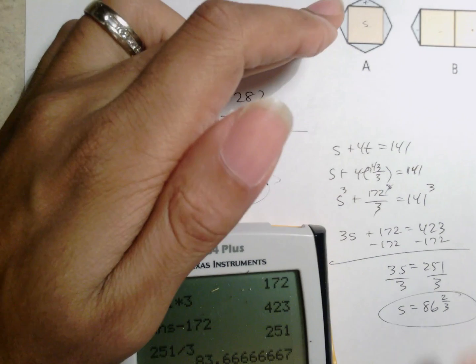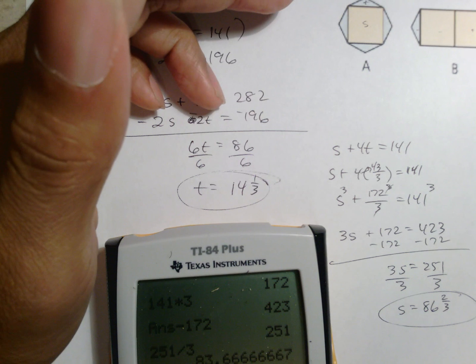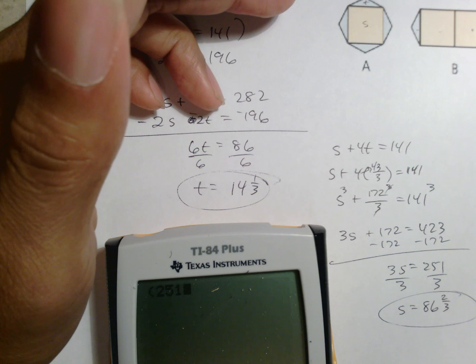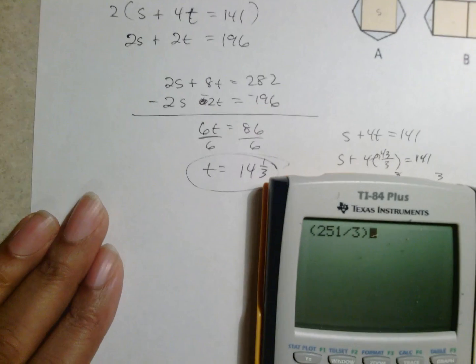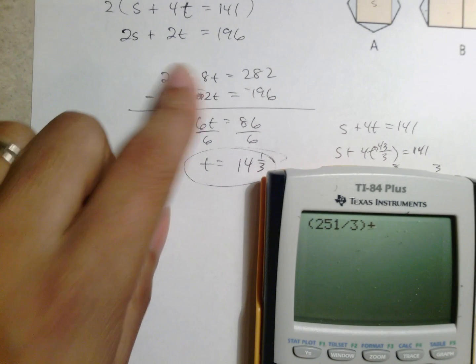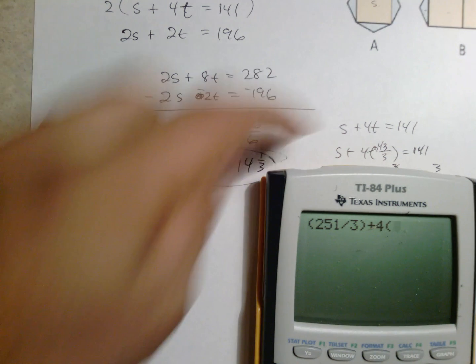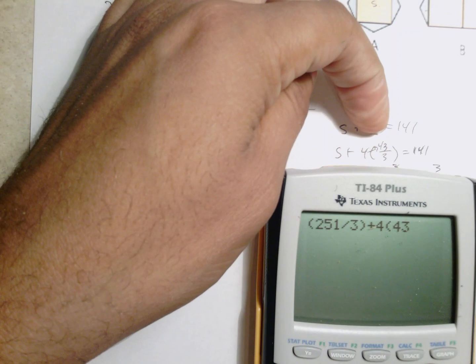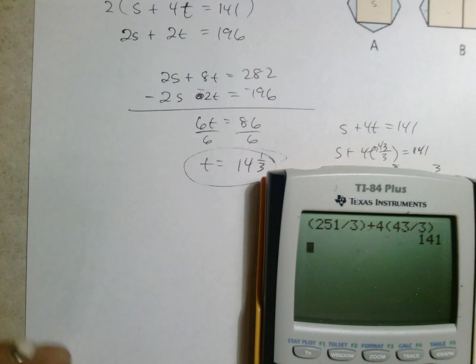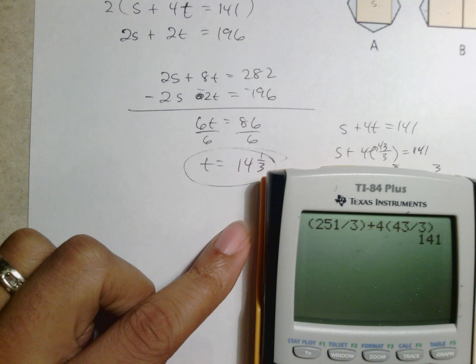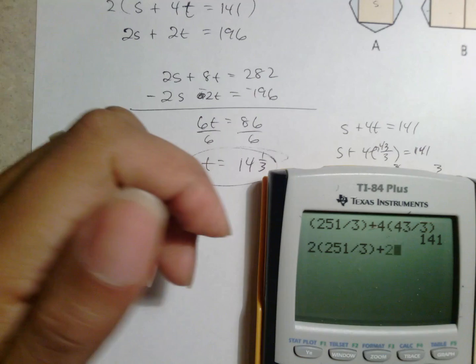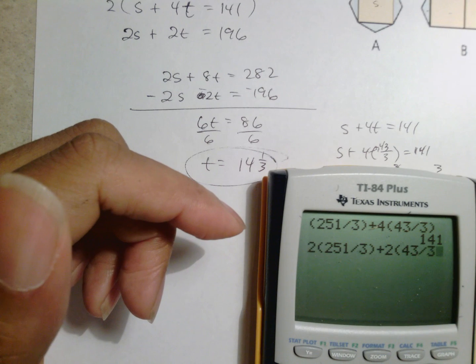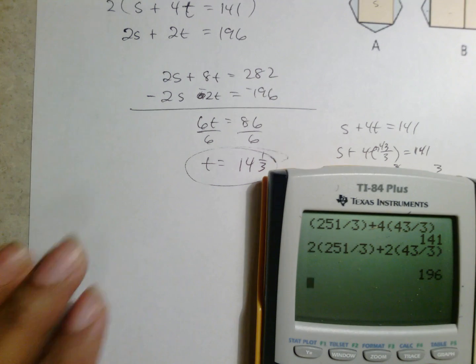So we have a square, which is 251 over 3, plus 4 triangles, which we'll type in as 43 over 3. Look at that. They were just mean. It actually is 141. And then the 2 squares, so 2 times 251 divided by 3, plus 2 triangles, which was your 43 over 3, is your 196. That was just a very mean question.